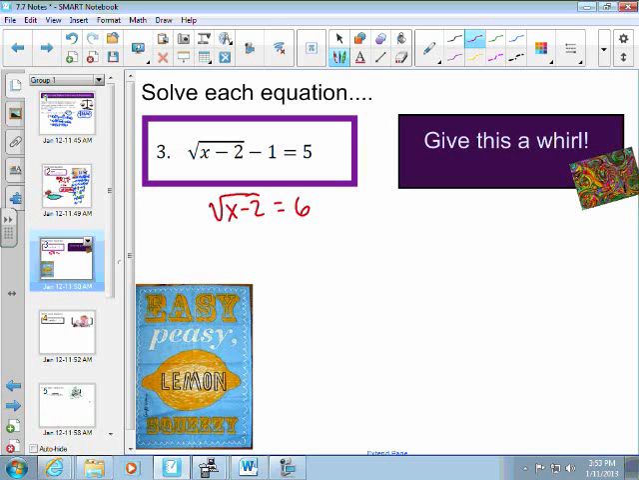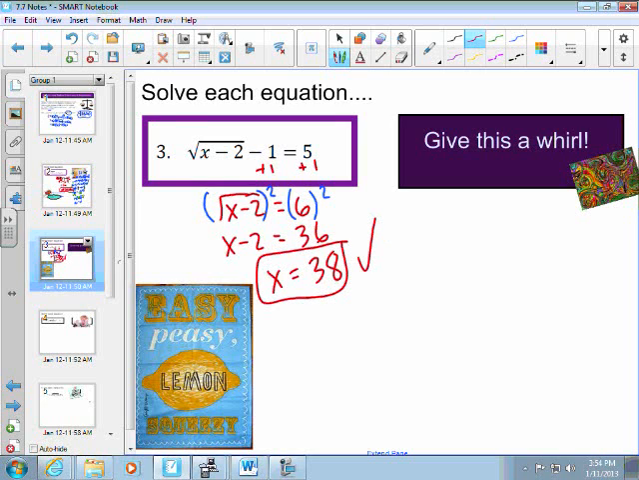All right, let's see what you got. We already added 1 to make 6. Opposite of square root is to square both sides. We want to square both sides here. What do we get if we square both sides? Well, on the left side, we just got x minus 2. On the other side, 6 squared is 36. Add 2, you get 38. Did you check it? Put it back in. If you did check it, you should have said, yes, that one does work. That one checks out.